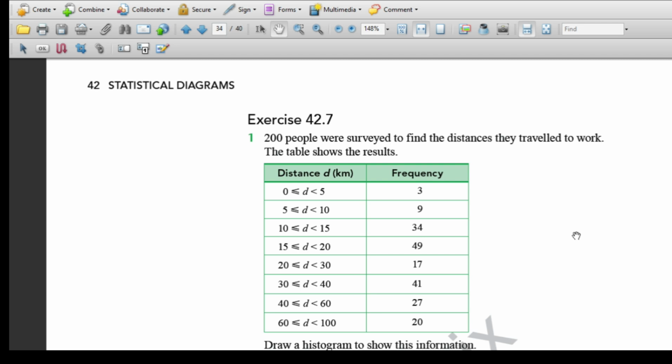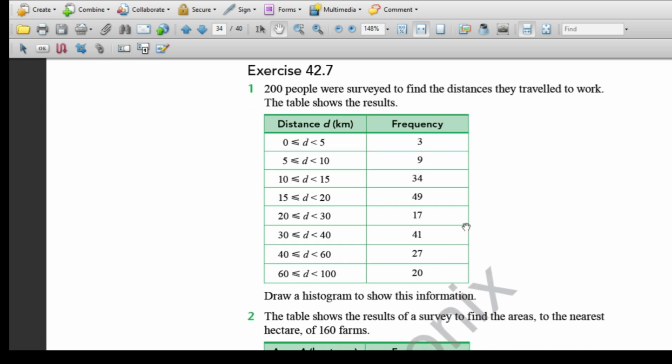In this session we will discuss exercise 42.7 about the histogram. In question number 1, 200 people were surveyed to find the distance they travel to work. So the commute distance is here: 0 to 5 is 3, 5 to 10 is 9, 10 to 15 is 34, and 60 to 100 is 20. We will use this information to draw a histogram.